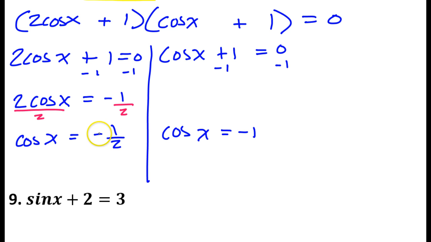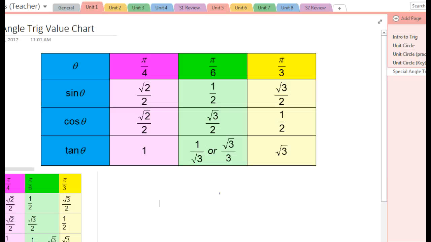Forget the negative for a second. What angle, if you take the cosine of it, will give you 1/2? Cosine of what angle is 1/2? Now this is one of those things that you're supposed to memorize. See the 1/2 right here? The cosine of pi over 3 is 1/2, pi over 3.